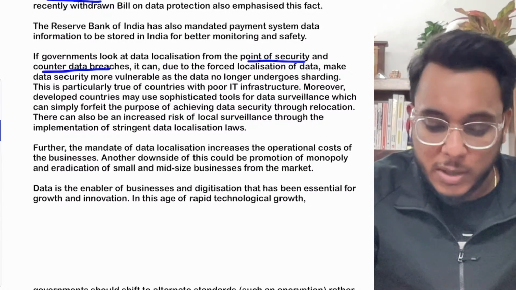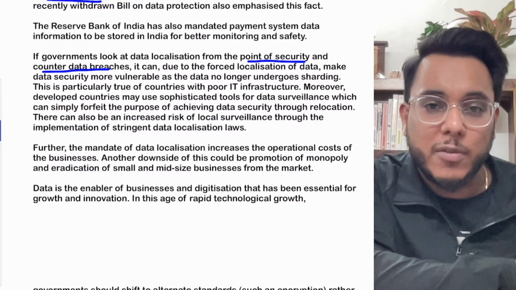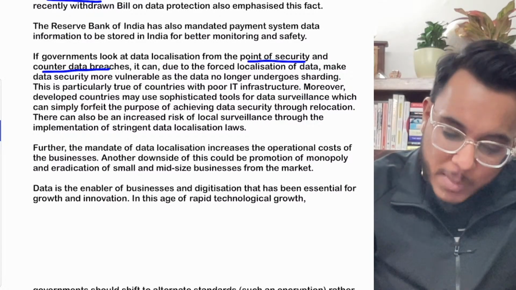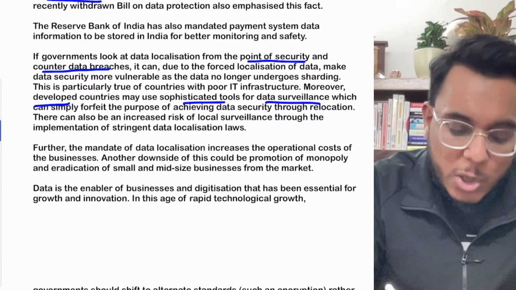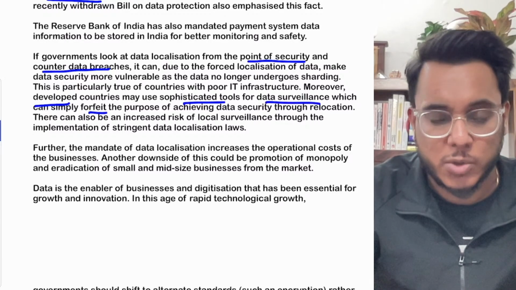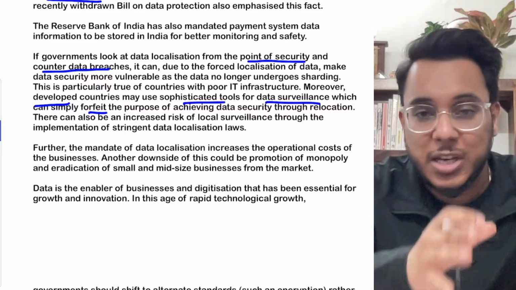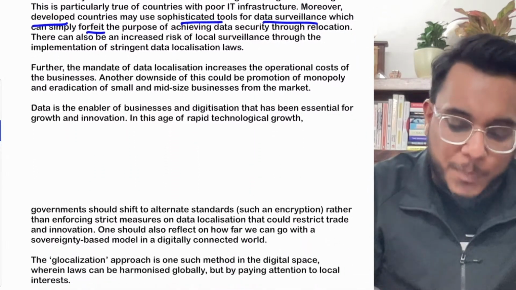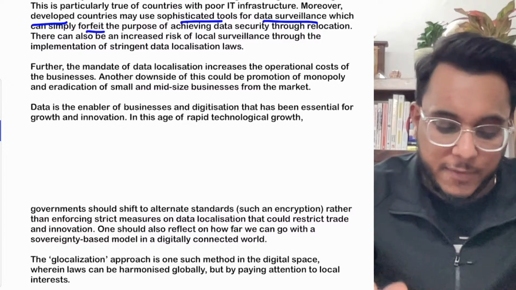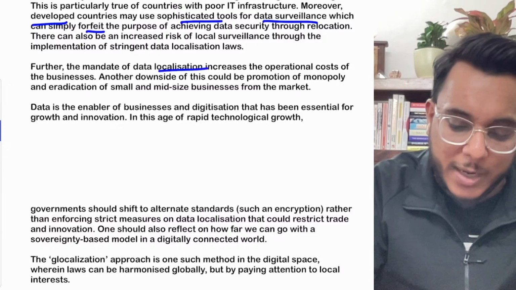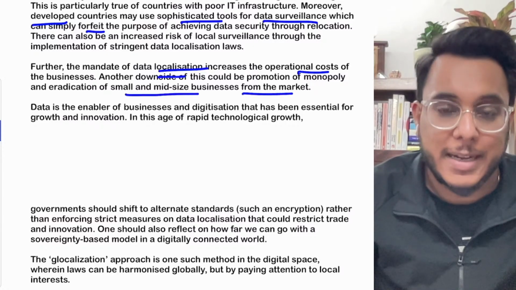Moreover, when we talk about data localization, the government sees that it needs to have sovereign control, but the businesses see it from the economic point of view. Now when we talk about developed countries, many times they use sophisticated tools for data mining and also for data surveillance. When they have data stored in their own countries, they can go for surveillance and keep a check on the citizens. I told you that right now different countries have different data localization laws. But anyhow, data localization increases the cost for businesses, and sometimes mid-sized businesses might not be able to afford it.